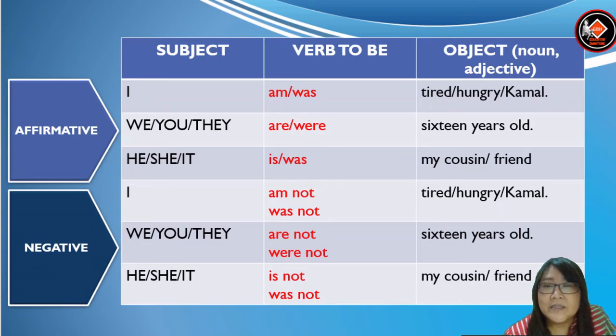Let's look at negative. We, you, they, the subject. So the verb to be must be are not for present simple, and past simple will be were not. Example, we are not 16 years old. You were not 16 years old. And then we have he, she, it. So you use present simple is not, and the past simple was not. So he is not my cousin. She is not my cousin, or she was not my friend.